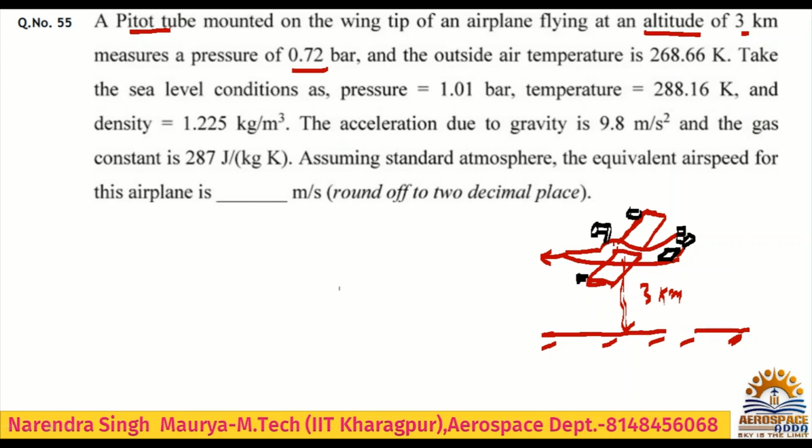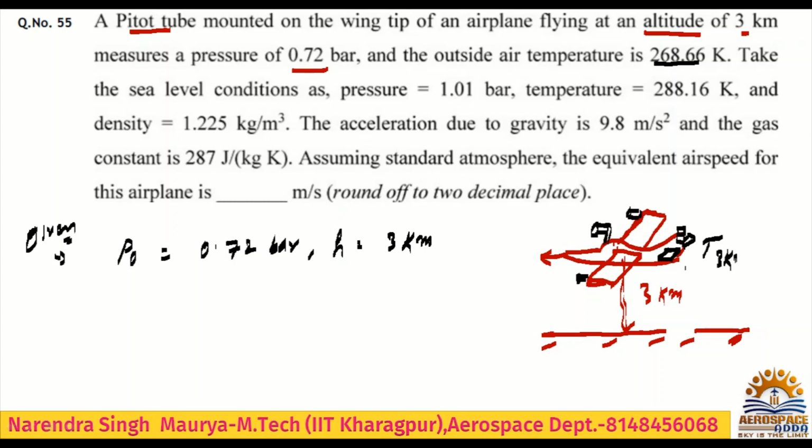So this is the pitot tube, and the pitot tube measures total pressure. How much? 0.72 bar. This value is given. Hope you understand. Altitude is given, h is equal to 3 kilometer. And outside air temperature is 268. Remember, this is not 288, this is 268. It means they have given the temperature at 3 kilometer. Outside air means where it is flying at 3 kilometer.